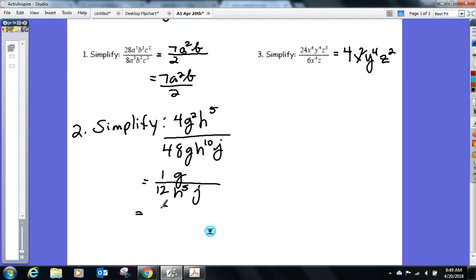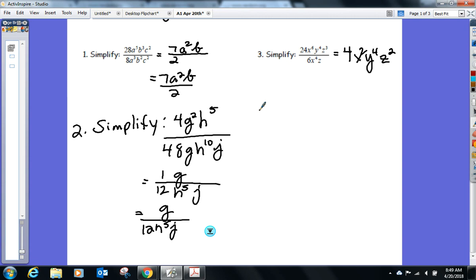Okay, so if I wanted to rewrite this, g over 12h to the 5th j. Is everyone good on where to place it? Marco? Why wouldn't it be negative? Because we don't deal with negative exponents at this moment in time. Leave it all positive exponents, please. So that's why it goes down in the denominator.